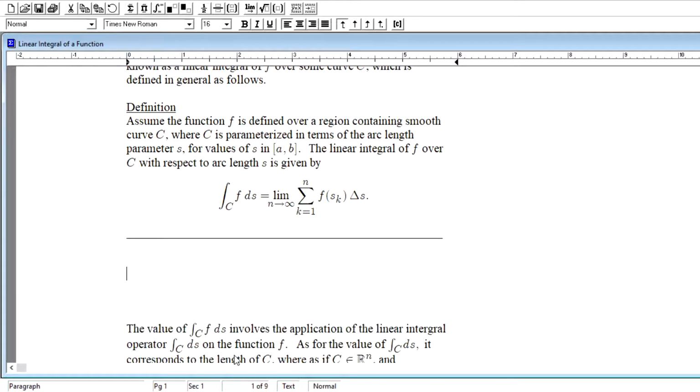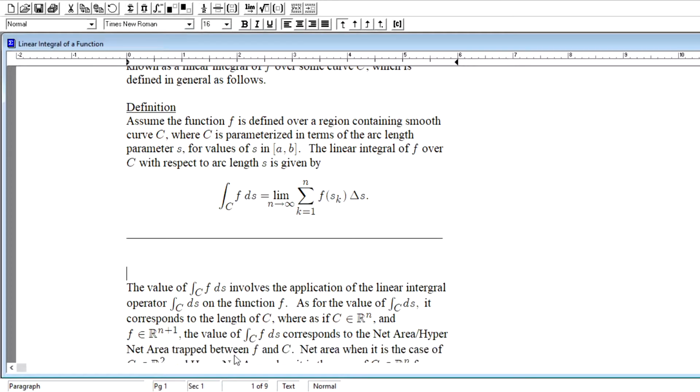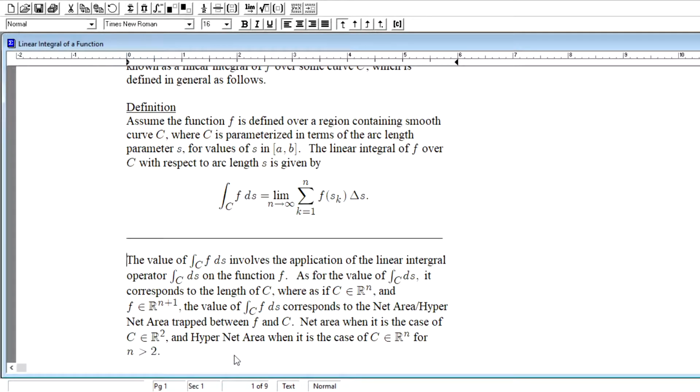If we go back and take note, the value of this linear integral of f over c with respect to the arc length s actually involves applying what we call the linear integral operator, this linear integral operator here, being applied to function f.